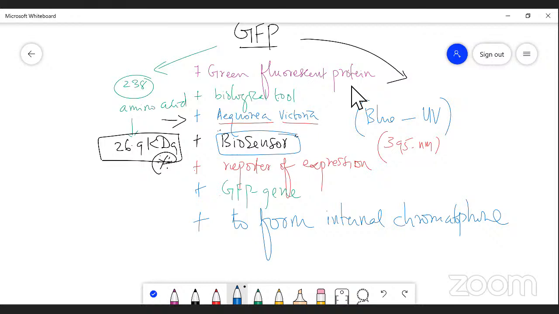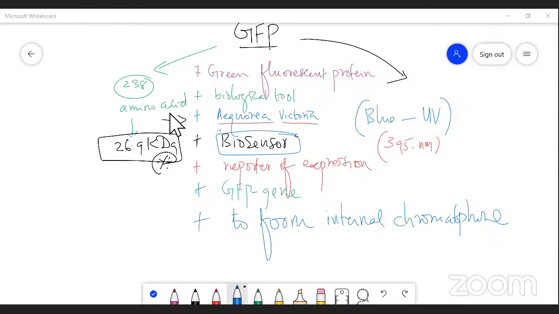I repeat it again. GFP is a green fluorescent protein, and it is also used as an excellent tool because it has the capacity to form an internal chromatophore in the cells of genetically modified microorganisms. Not only that, it is also used for making a reporter of expression, and like a biosensor. It was first isolated from the jellyfish Aequorea victoria.